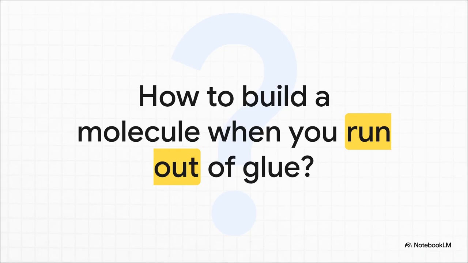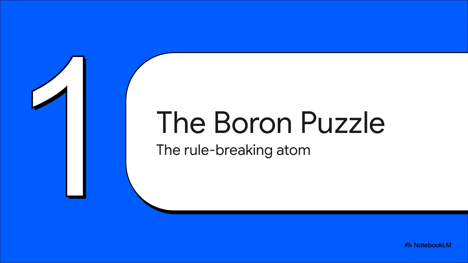I mean, think about it. Imagine you're building something, right? But you run out of screws or glue halfway through the job. What do you do? Well, chemistry faced this exact problem with a molecule called diborane. Okay, so our story really starts with the element boron. It's the fifth element on the periodic table, and it has this fundamental problem that kicks off this entire mystery.